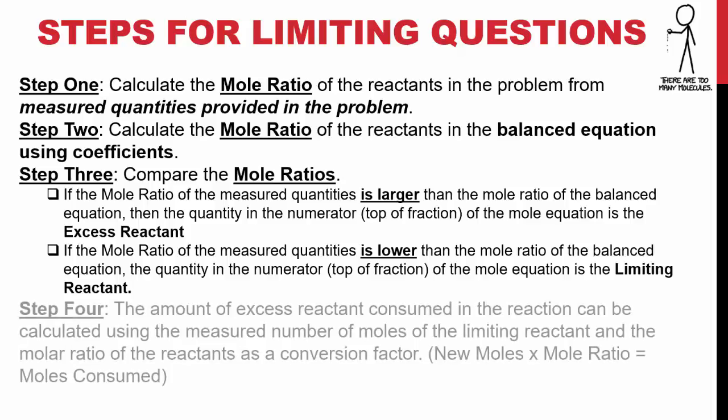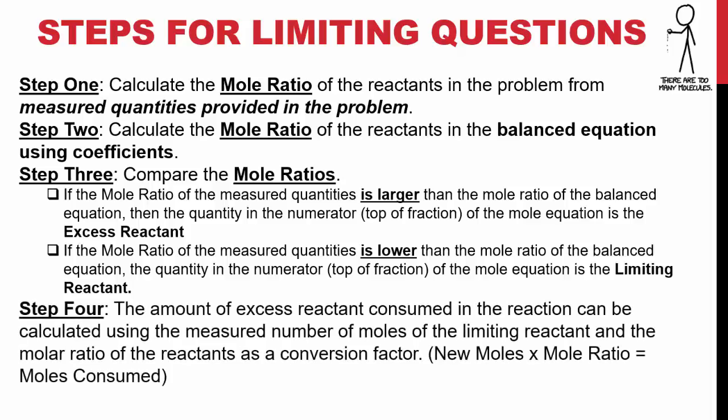In step 4, the amount of excess reactant consumed in the reaction can be calculated using the measured number of moles of the limiting reactant and the molar mass of the reactants as a conversion factor. So the new amount of moles times the limiting mole ratio is equal to the amount of moles consumed.